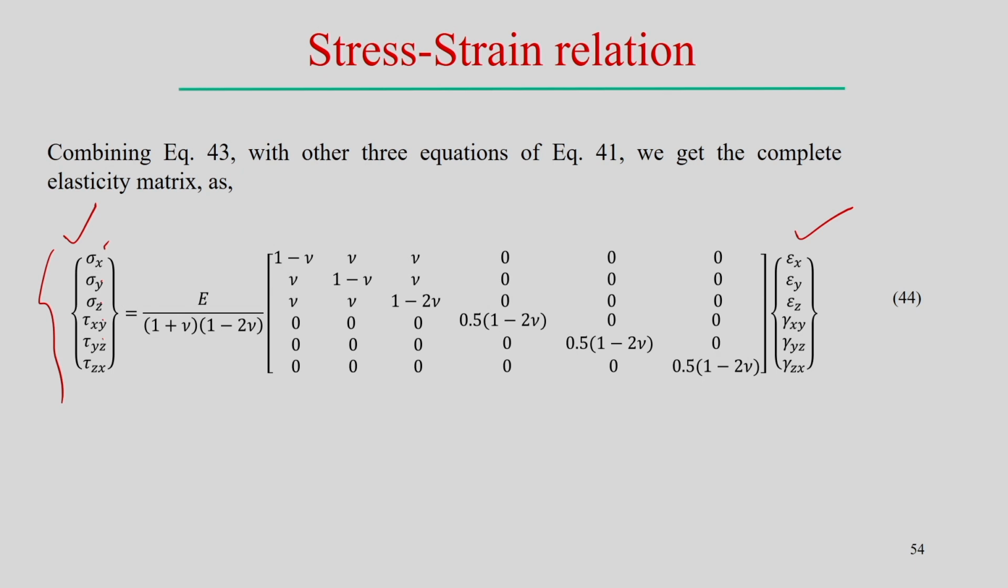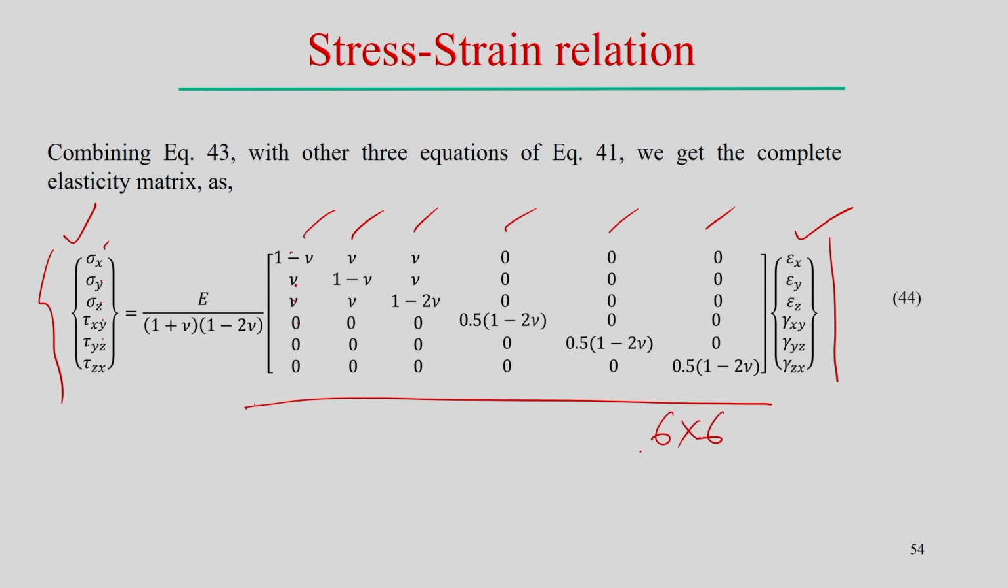In that form we can represent the matrix form of this particular expression, and this is the 6 system equation. If we see, 1, 2, 3, 4, 5, 6 and 1, 2, 3, 4, 5, 6, it is basically a 6 by 6 matrix, and the other one is 6 by 1. So finally, if you manipulate this, the expression should be 6 by 1.